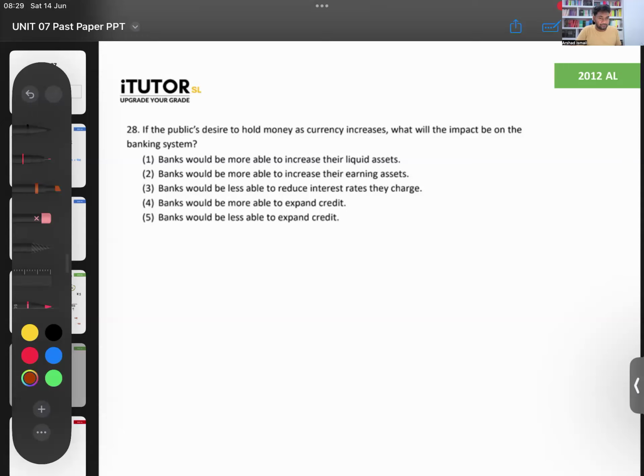What happens if the people desire to hold currency? So they desire to hold currency. Do they like to put money in the bank? What do you all think? They're saying people's desire to hold money as currency has increased. So everyone likes to keep the money in their almirah or purse. That is what has happened.